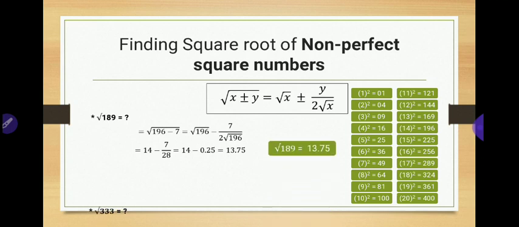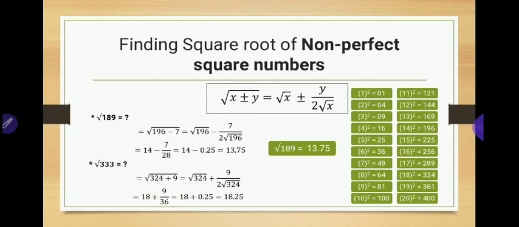Next problem is square root of 333. The nearest perfect square value, as you can observe in that table, is 324, which is the square of 18. So 324 plus 9 will be 333. Therefore the square root of 324 is 18, plus 9 upon 36, that is, 9 upon 36 means 0.25. Therefore 18.25 is the answer. So easily you can find the square root if you know this formula.